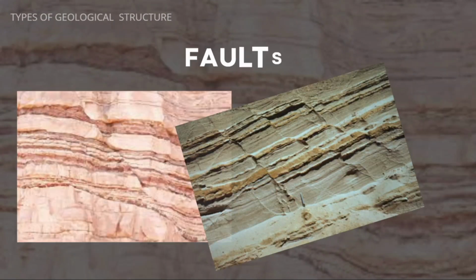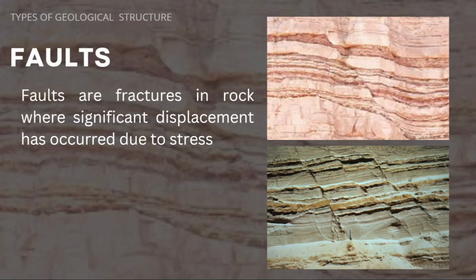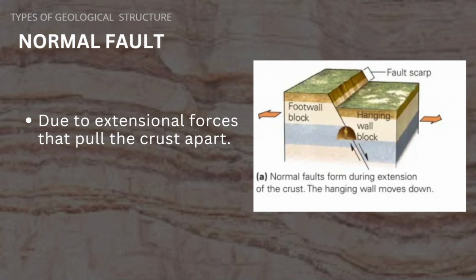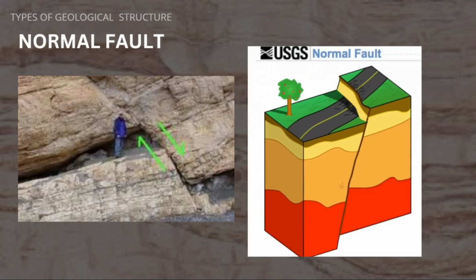Let's talk about faults. Faults are fractures in rock where significant displacement has occurred due to stress. There are different types of faults. We have the normal fault. It is due to extensional forces that pull the crust apart. This is where the hanging wall moves down.